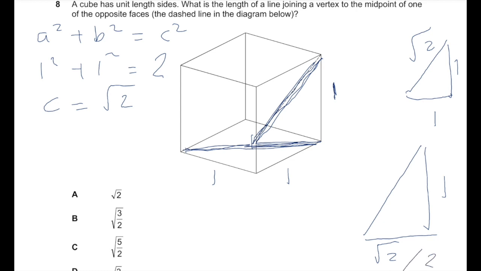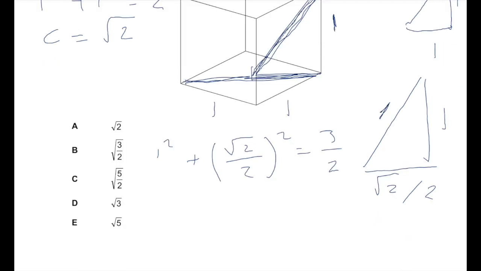And I'm going to use Pythagoras' theorem to work out what this distance is over here. So 1 squared plus root 2 over 2 all squared is equal to 3 over 2. And that's c squared. And I want to work out what c is. C would be 3 over 2 square rooted. And what do you know? The answer is B. And that is question 8 completed.